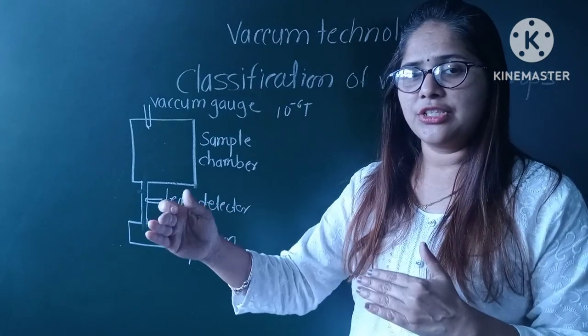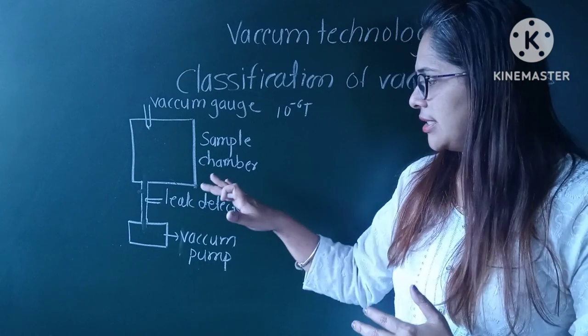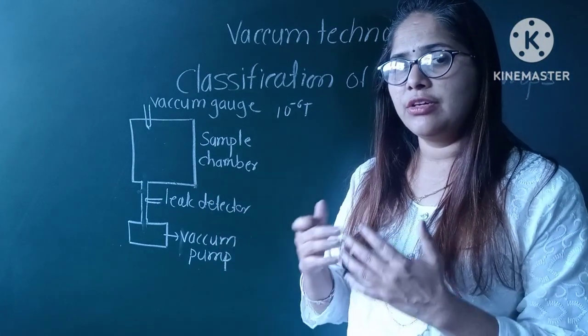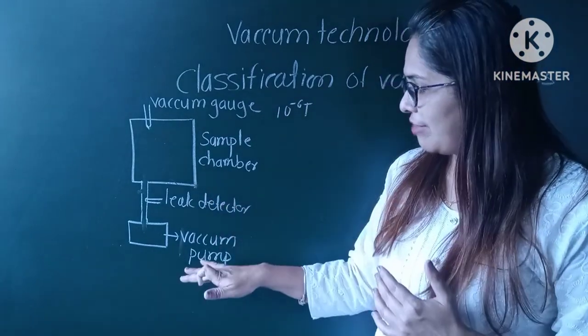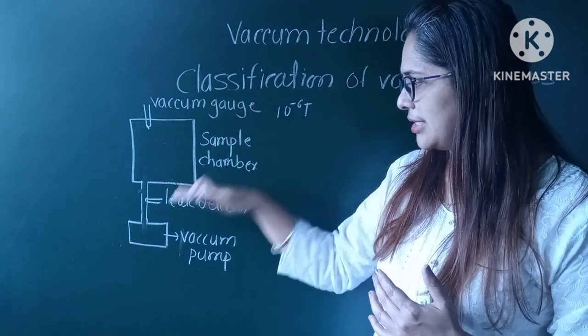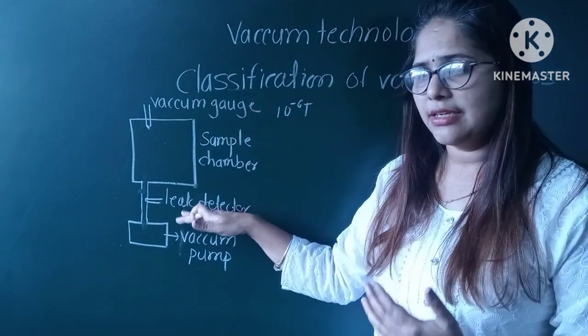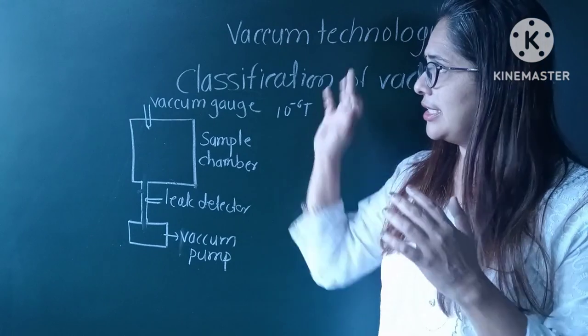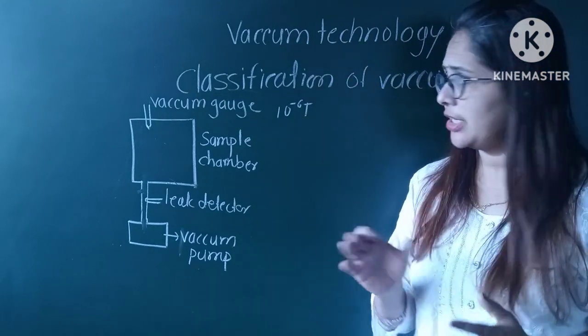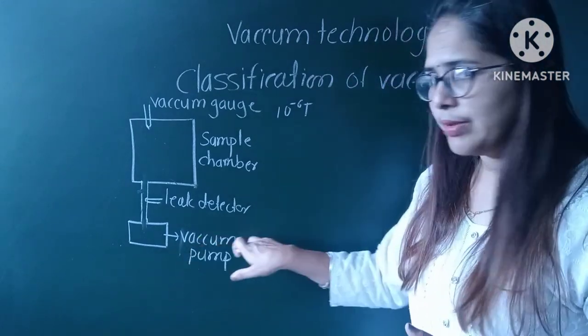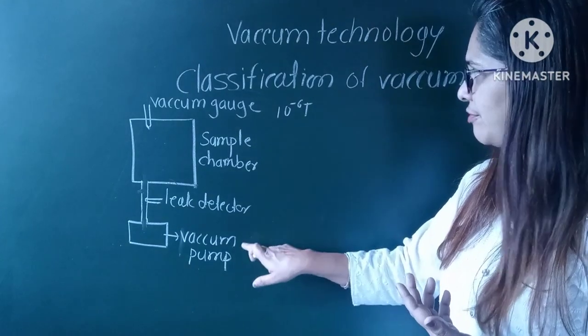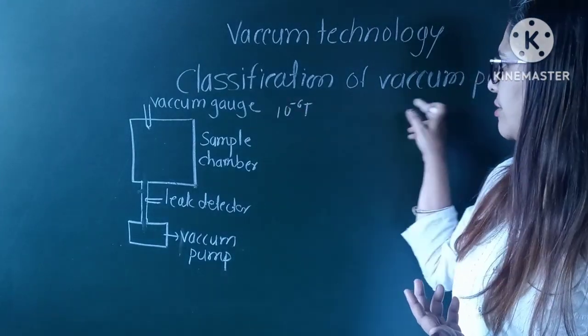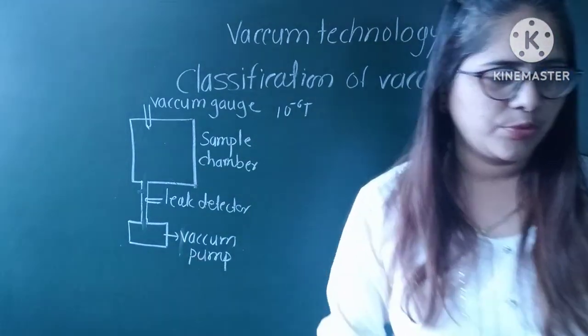So in this lecture series we are going to see what different types of vacuum pumps, vacuum gauges and vacuum leak detectors are used in vacuum technology. So let us first see the vacuum pumps, which are used to generate the vacuum. Let us see what the classification of these vacuum pumps is.